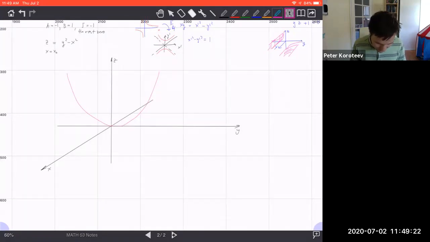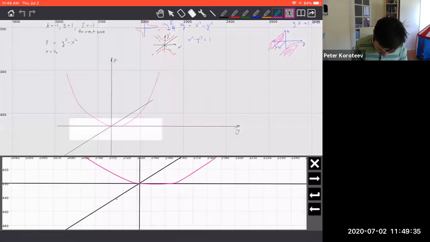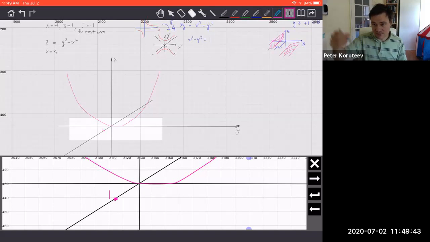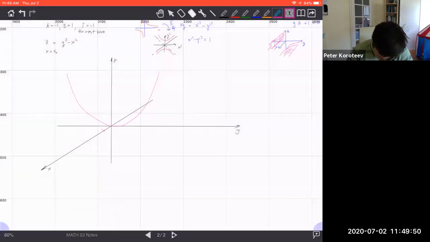Now, what happens if we step off from this x equals 0 position? So we now say at a position, say x equals 1, for example. Well, then we have equation z equals y squared minus 1, which is also a parabola, but it's shifted down by 1 unit. Okay, I'll do my best to try to draw it so it looks like that.